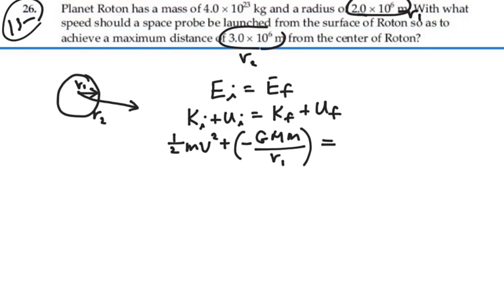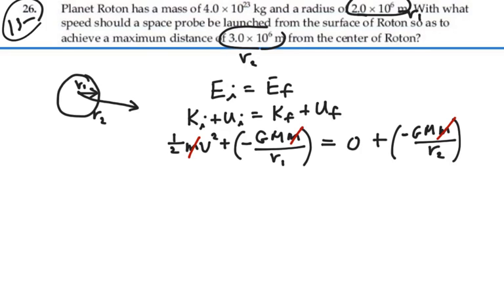And that should equal our final kinetic energy, which would be 0 because we just barely made it out to that point, plus our potential energy at that point, which would be negative G, mass of the planet, mass of the object, over R2. We're not going to be in a stable orbit. We're just going to make it to that point at that height away from the center of the planet. Alright, if I look at this, all the masses cancel out, at least for the space probe. And so let's solve this for the launch velocity.